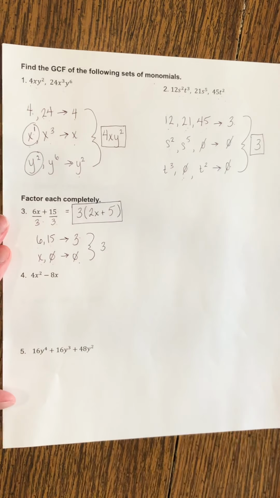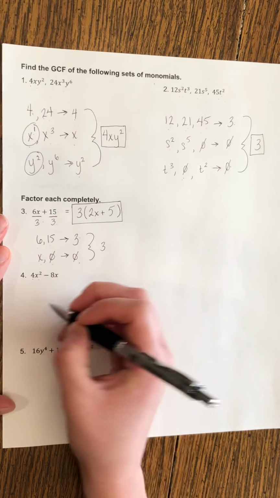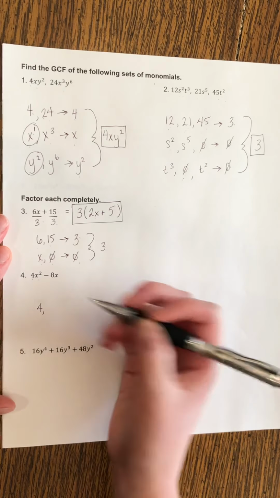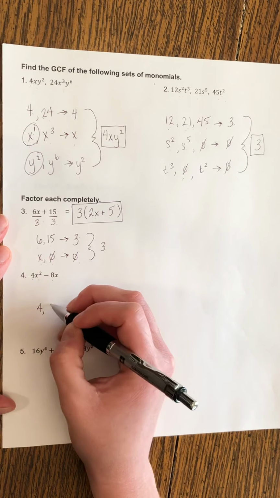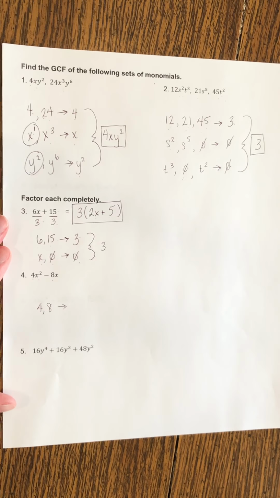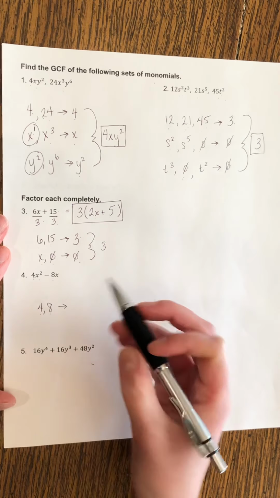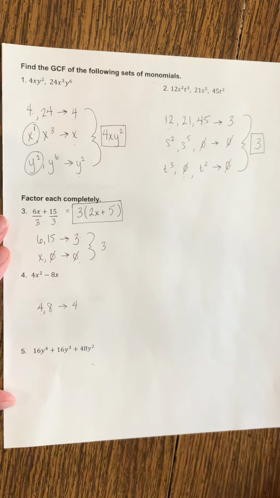I'm going to do the same thing now with the next one. So my first term, I see a coefficient of 4. The second term, I see a coefficient of 8. So I'm first going to work with the numbers and find the GCF. Between 4 and 8, I know 4 goes into 4, and 4 also goes into 8. So the GCF of the numbers is going to be 4. But now we have to work with the letters.